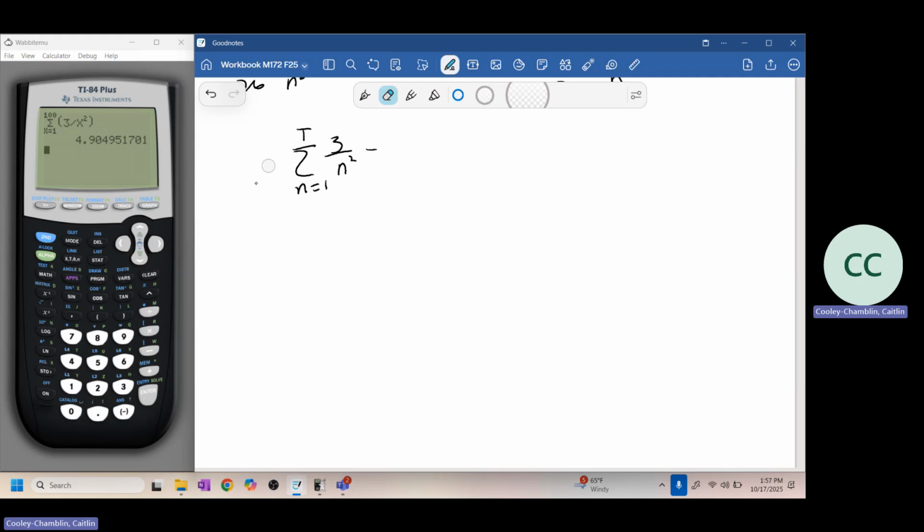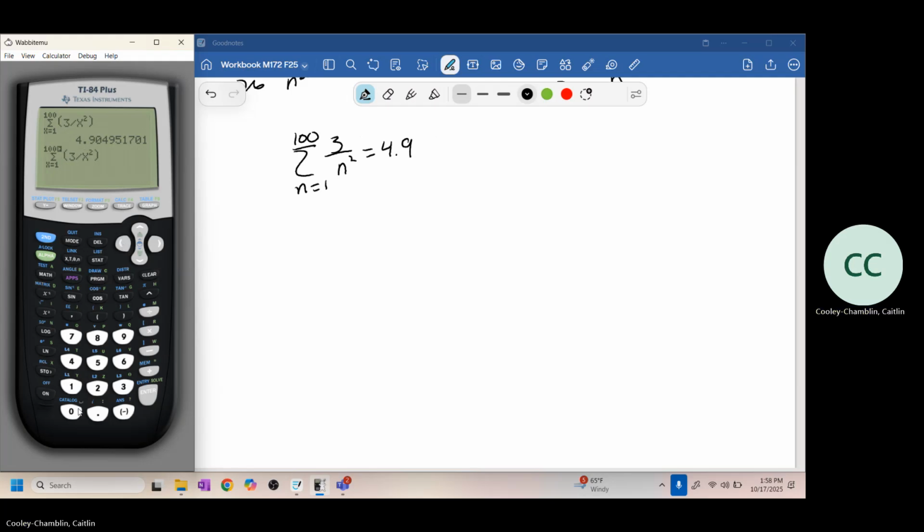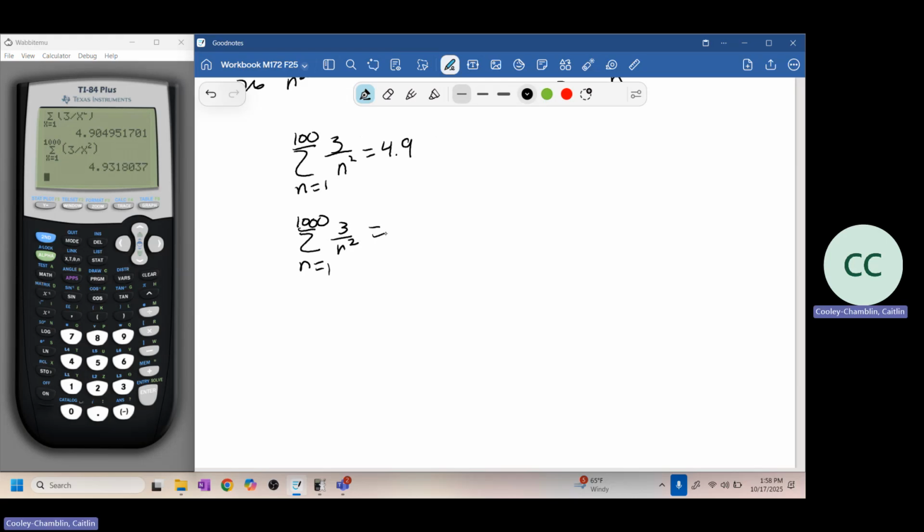And I'm going to erase some of this to make it a little bit easier to read. So we're going to go to 100. This is 4.9. And some of these might freeze your calculator. It's okay, just give it a little time to think. And then, what if I go to 1,000? So we take the summation of n equaling 1 to 1,000 of 3 over n squared. This equals 4.93.